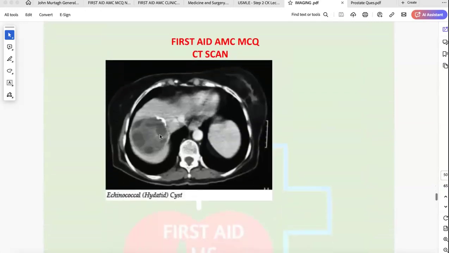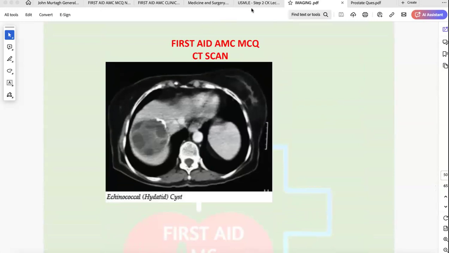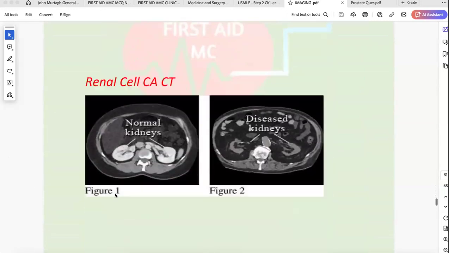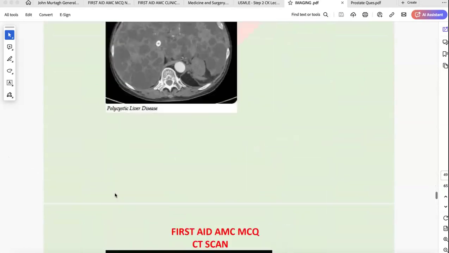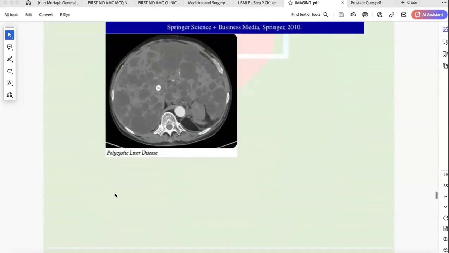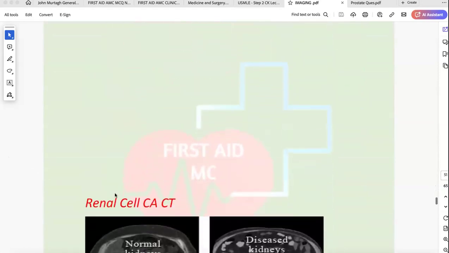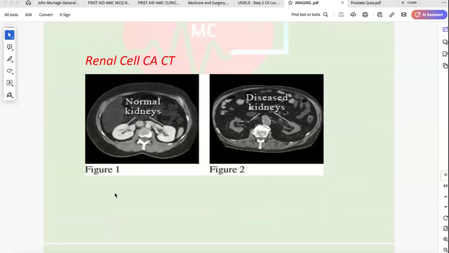Oh, this was the one I was actually going to show you. So that's that hydatid cyst. You can see a mother cyst with lots of daughter cysts. Okay. So polycystic liver disease is not important for exam, so we would bypass that.